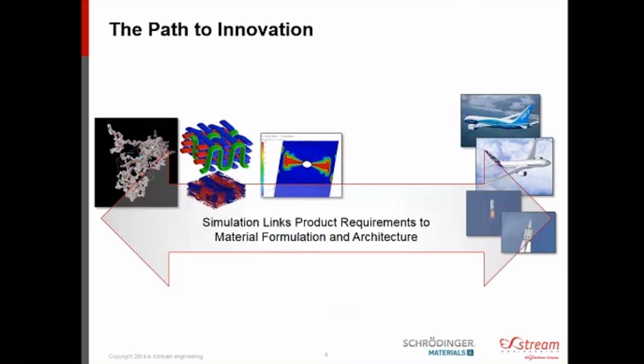But how do you link those things? Right now, it's all empirical and experience-based. You have some needs at the vehicle level, and then you have some ideas and some experienced and very smart people down at the formulation level and the structural team in the middle, and then you try to work it out. But simulation can link the requirements to the material formulation and architecture. If you can work that backwards and forwards, then you can have a more intelligent development process that pulls those things together and forms direct relationships between the chemistry and the performance that you need on the platform.